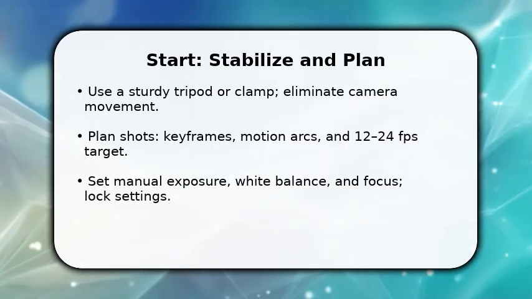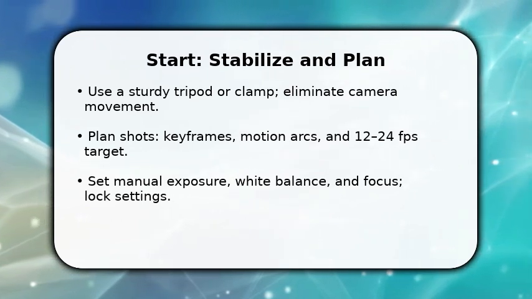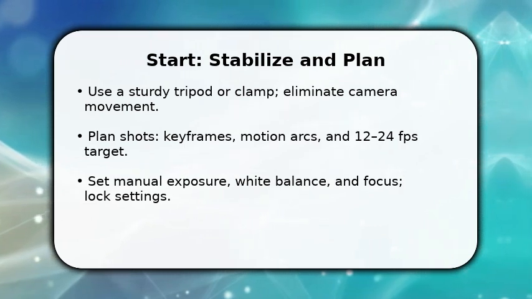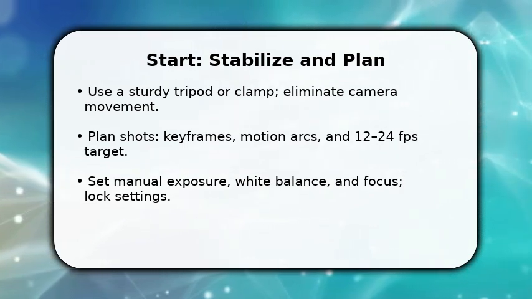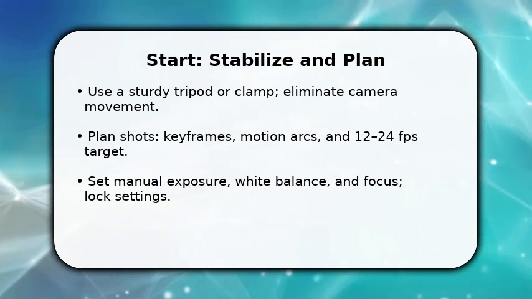You begin by locking down stability and the camera's brain. Mount your camera or phone on a solid tripod and secure the set so nothing shifts. Once done, choose frame rate, 12 for choppy style, 24 for smoother motion, and plan keyframes and motion arcs.